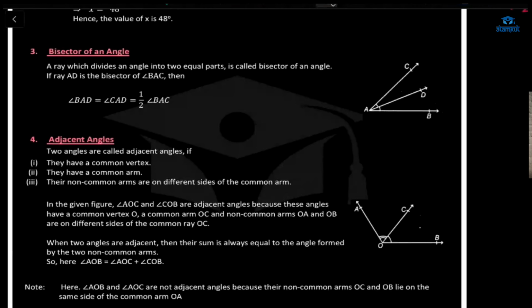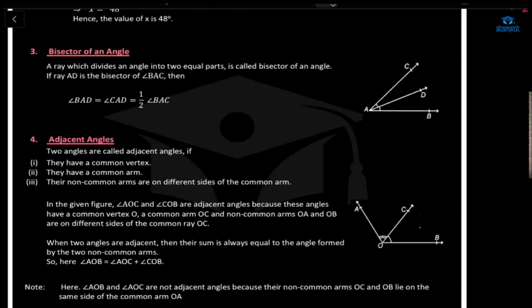Now adjacent angles means angles that are beside each other. Two angles are called adjacent angles if they satisfy three things: they have a common vertex, they have a common arm, and the common arm should be in between, and the non-common arms should lie on opposite sides of the common arm.